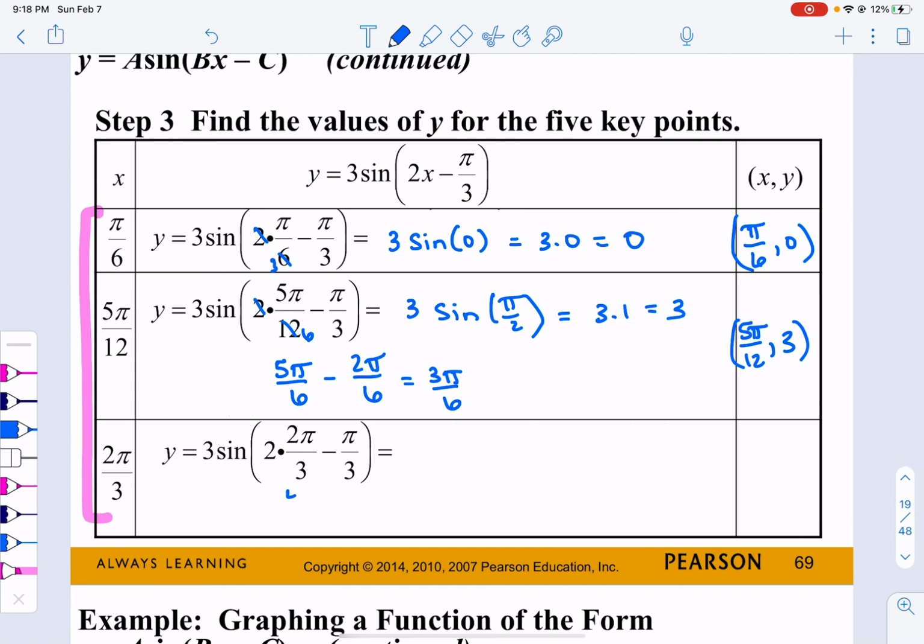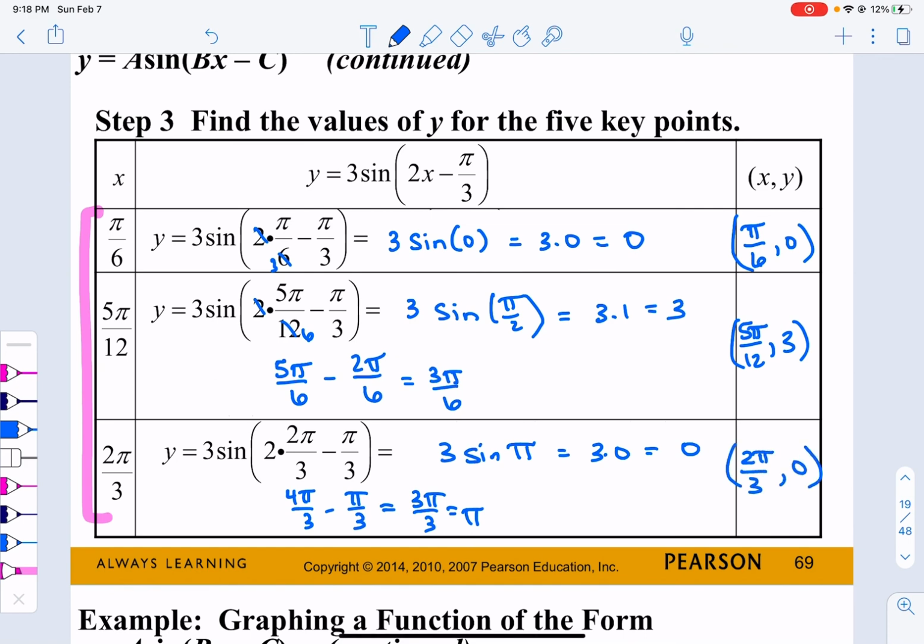Let's see, we have a 4 pi over 3 minus a pi over 3, which gives us a 3 pi over 3, which gives us pi. So 3 sine of pi, well, sine of pi is going to give us 0. So we have a 3 times a 0, which is 0. So when we're at 2 pi over 3, we have 0.